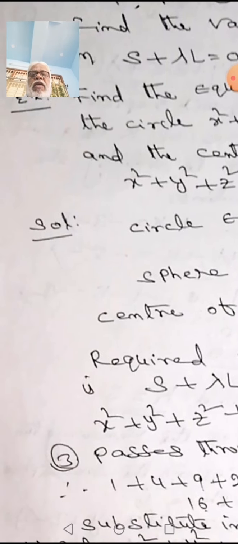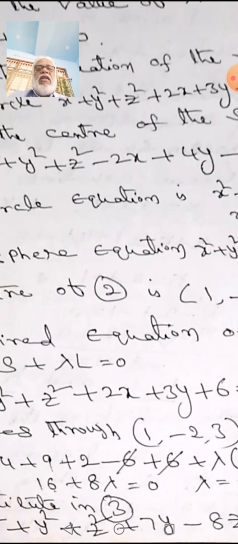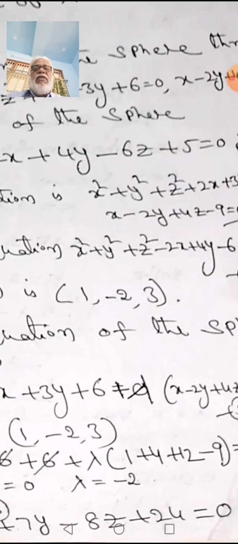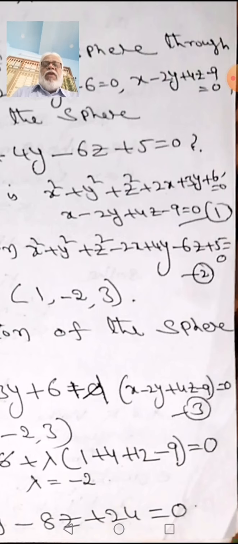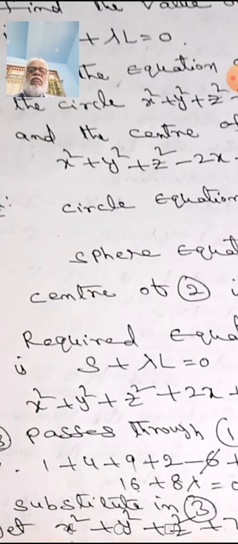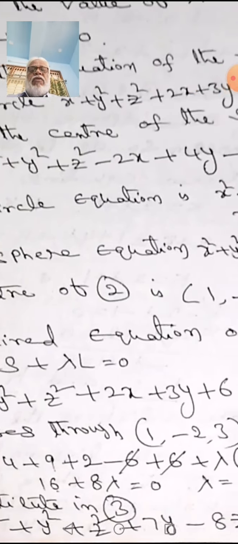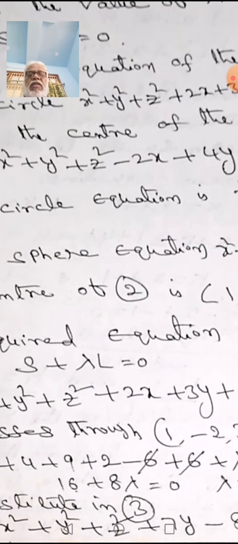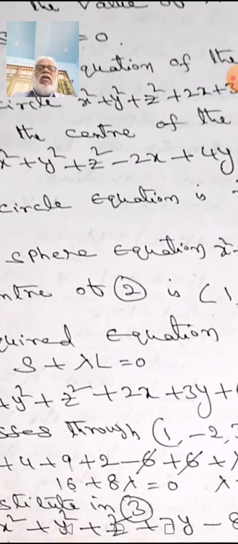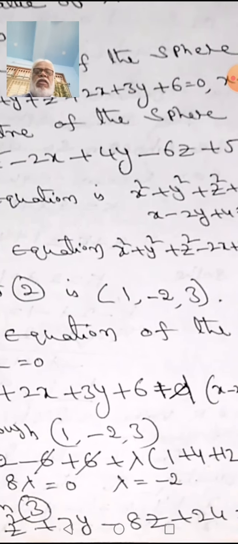So what is the equation we need, what is the solution? Circle equation is x square plus y square plus z square plus 2x; a sphere equation and a plane equation together is called a circle equation. But since it says passing through, the sphere equation will be in the form S plus lambda L is equal to 0. What is the center of the given sphere? That is 1, minus 2 and 3.